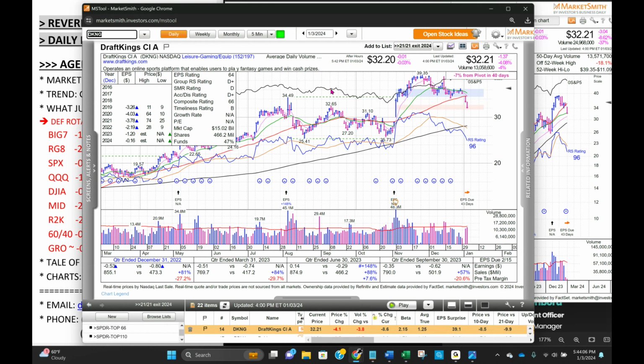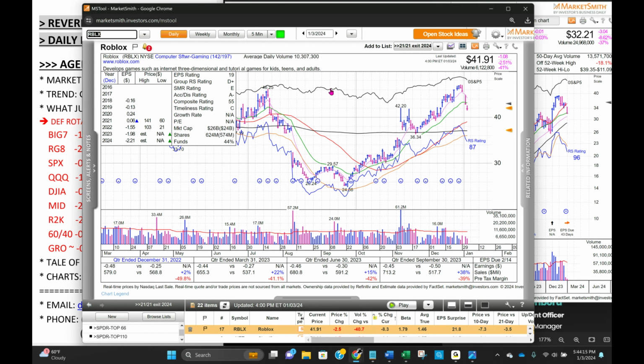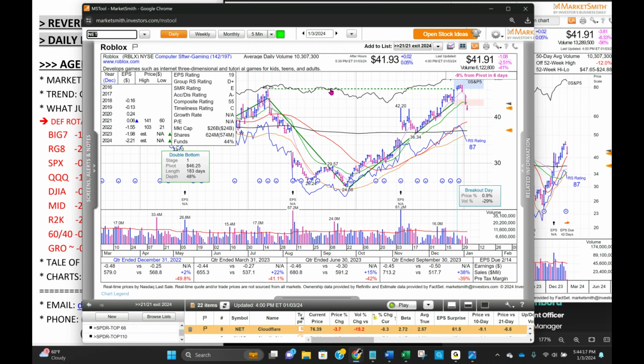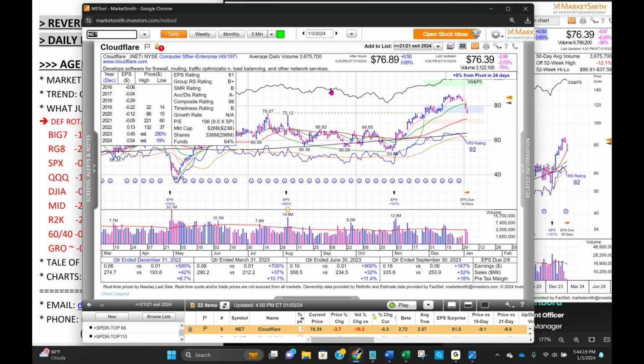Roblox, about a lot of consistent patterns here in these leaders, in a lot of cases giving back multiple weeks of gains in 2 days. Net sitting on the 50-day move, the 10-week. Shop sitting on the 10-week. Datadog sitting on the 10-week. So it's very important to get some perspective.